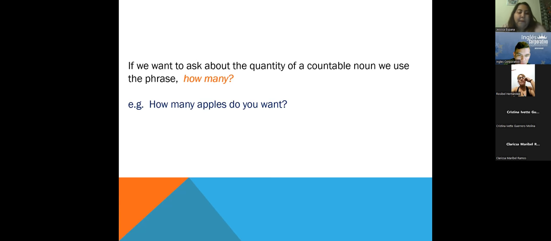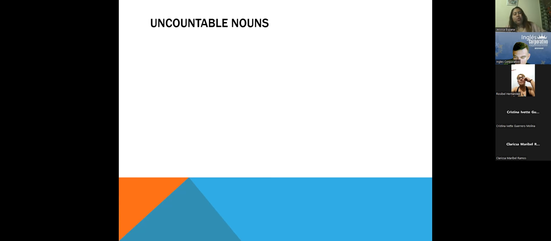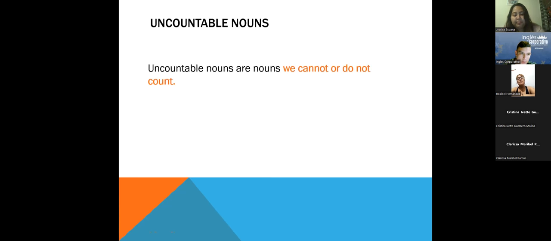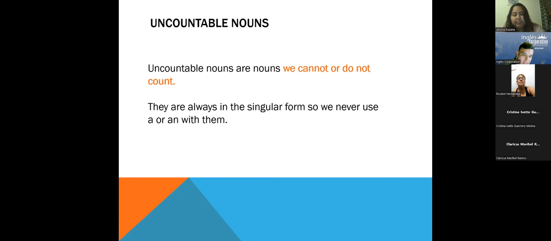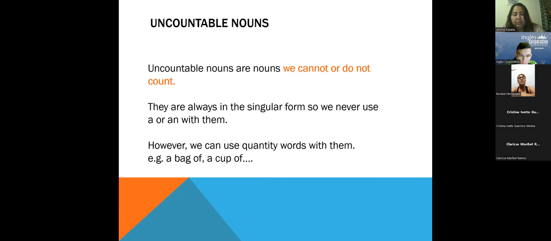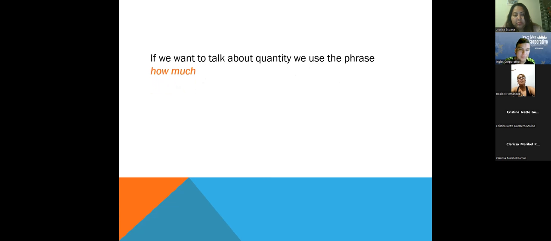How many apples do you want? Uncountable. ¿Cuál es la forma de pregunta que utilizamos para uncountable? We use, well, countable are things that we can count. For example, how much? How much? Esa es la pregunta que vamos a utilizar para incontables.